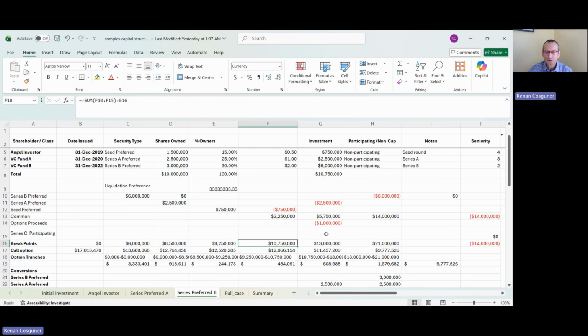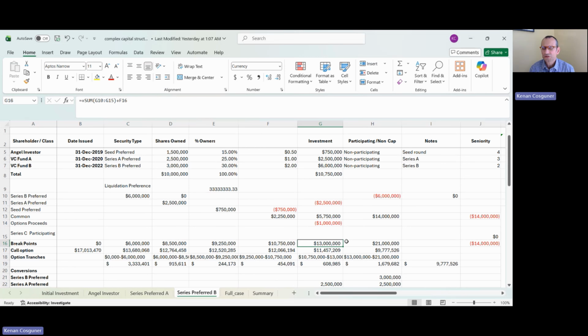At this point, common equity value is $1 per share. Here, Series A shareholders have incentive to convert their shares into common equity. Also, option holders have incentive to exercise their rights. Next breakpoint is 21 million. At this point, common equity value is $2 per share.